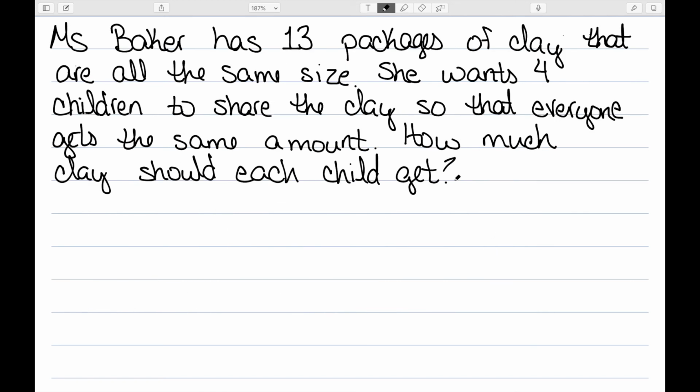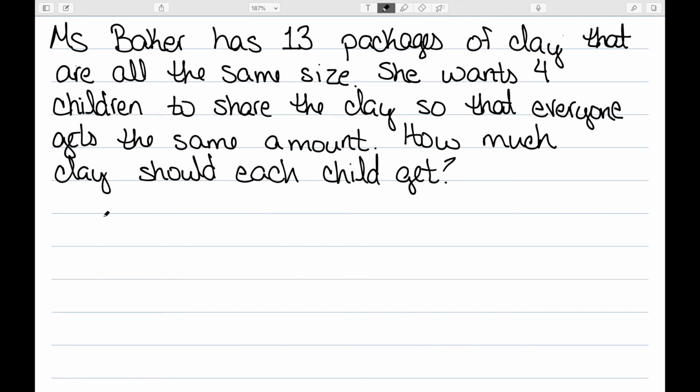The fourth and final possibility of what to do with leftovers is that the answer actually includes a fractional part. As an example, Miss Baker has 13 packages of clay that are all the same size. She wants 4 children to share the clay so that everyone gets the same amount. How much clay should each child get?